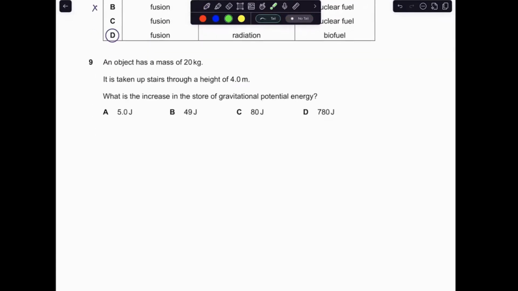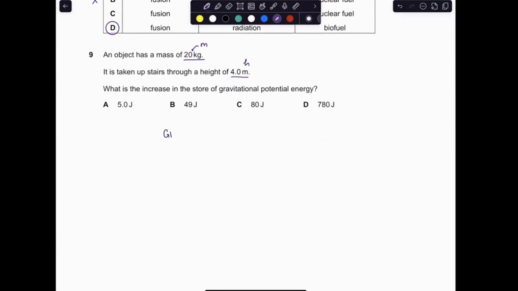So number 9, an object has a mass of 20 kg. It's taken upstairs through a height of 4 meters. What is the increase in the store of gravitational potential energy? Now, in quantitative questions, it's straightforward, but it's also very helpful if you just mark the symbol of the quantity, so M and this is H. It basically makes it more obvious as to what the equation is going to be. We know it's gravitational potential, so we can just do it directly. That's going to be mg into the change in height, or just the height. So mass is 20, and then times the value of g, and then the height is 4 meters.